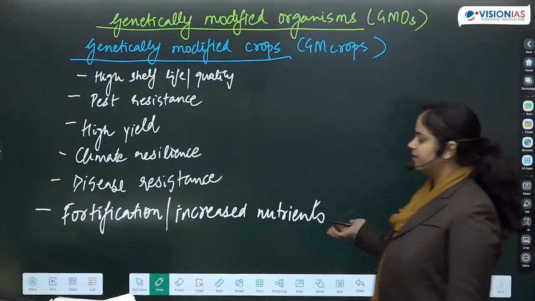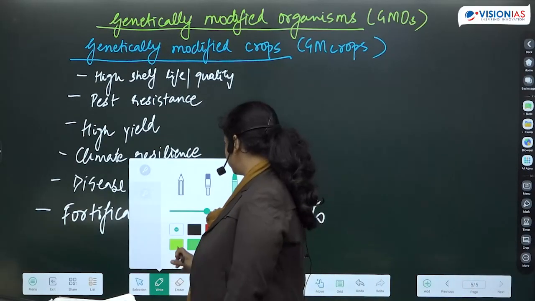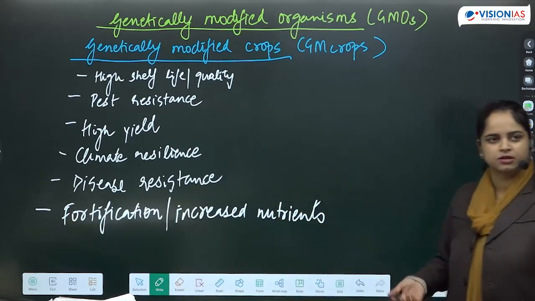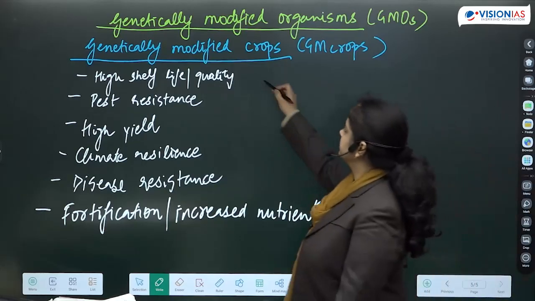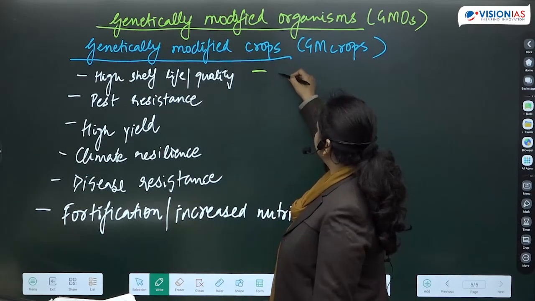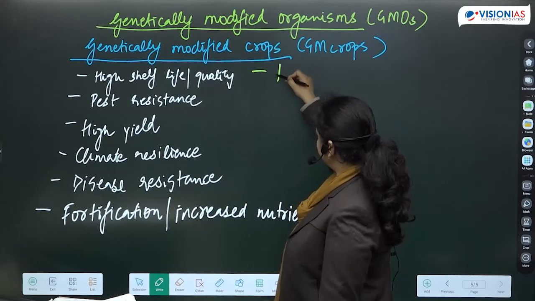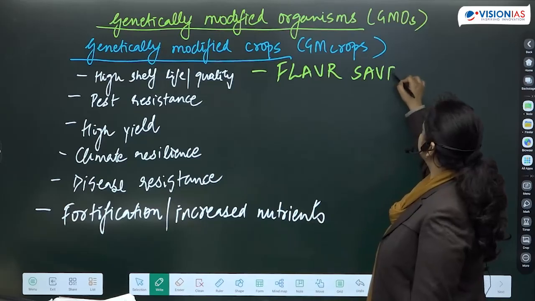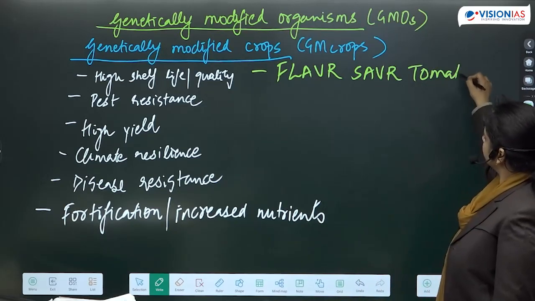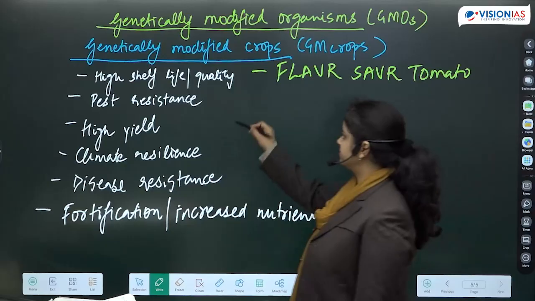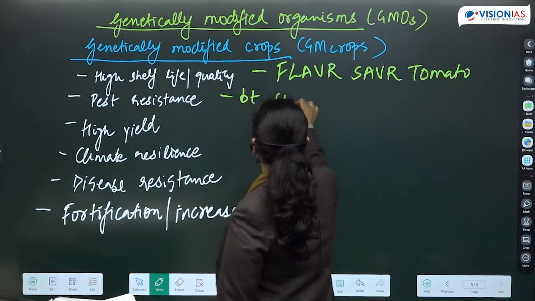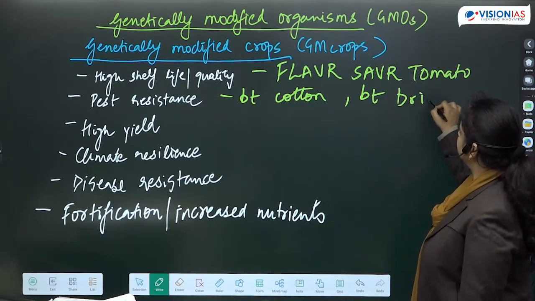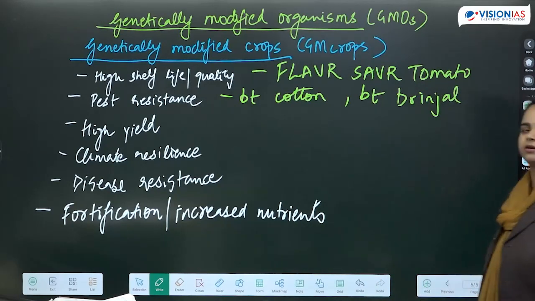Now, as you read more, you will come across many examples in each of these in your current affairs. So I'll also tell you a few examples. For high shelf life, we studied in gene silencing, the Flavr Savr tomato. For pest resistance, we have BT cotton. We also have a variety of brinjal, BT brinjal, with similar technology.